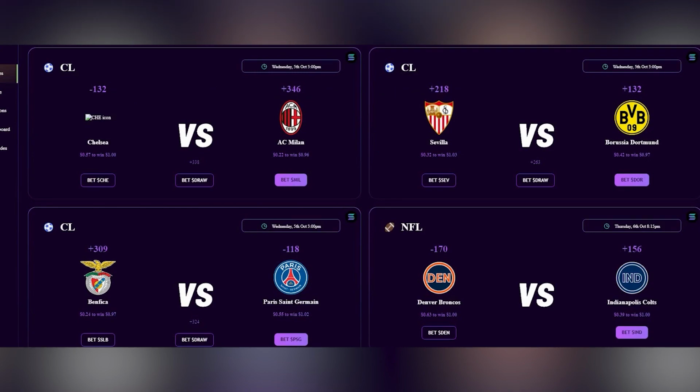Teams that are underdogs get plus money. Teams that are favorites are minus money. And if you see +100, it just means it's even money. If you bet $5 and you win, you get $5 in return. You typically see this regarding the money line.